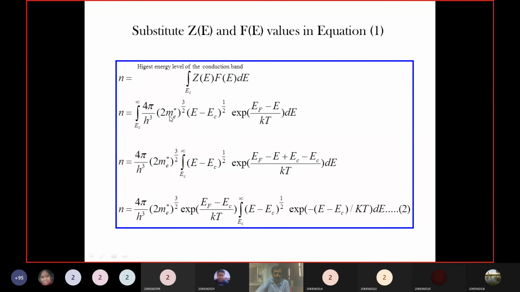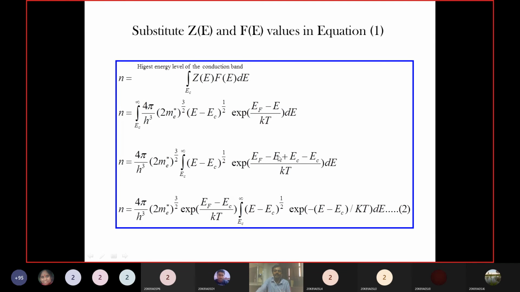Now simplify this equation. What are the constants? 4 pi by h cube is a constant and 2me is a constant, so I bring them outside. Now for E minus EC whole power 1 by 2, for simplification I am adding and subtracting EC. The only variable here is E; the remaining values are constants.